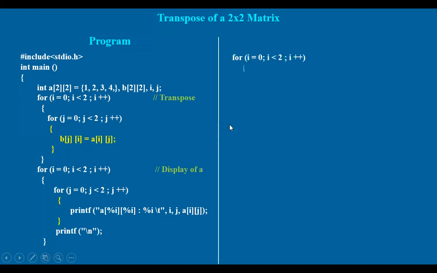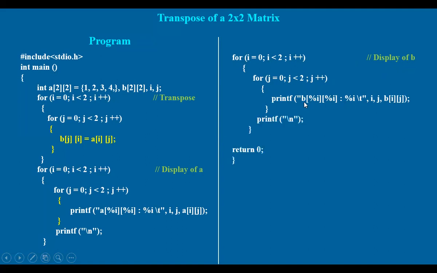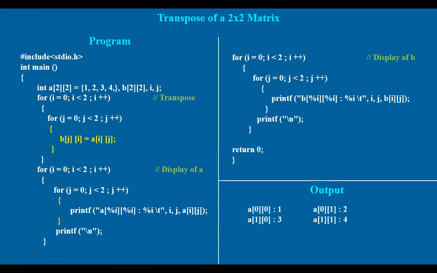Next, the display of B, the second matrix. We are going to display it with the help of an outer loop and another inner loop, outer loop for rows, inner loop for columns. And this is the display for the array B. Now complete this program and execute it, and it displays the values like this.